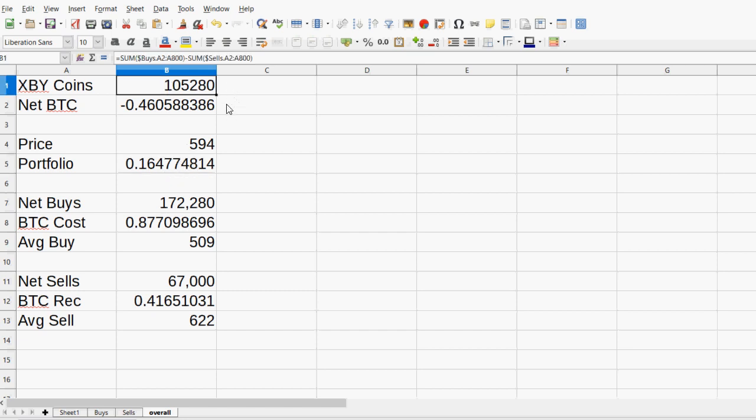Look, in this case here, you got 105,280 when you've just been picking away back and forth. Average buy 509, average sale 622. And that's just going to keep doing that when you're playing that kind of strategy.